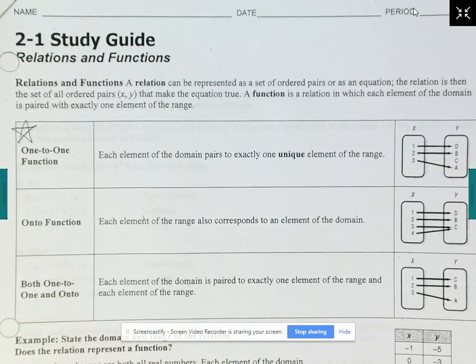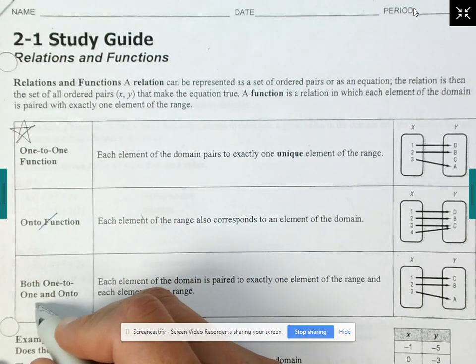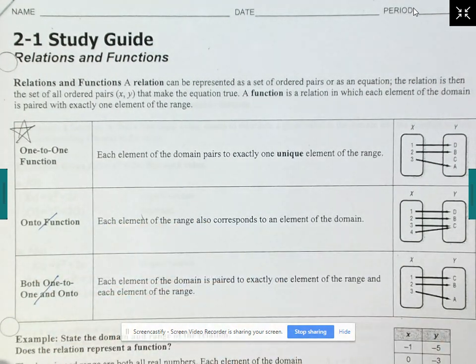All right, so today we're going to talk about relations and functions, and there's about one new thing that you probably haven't heard before called a one-to-one function, and we're going to explain what that is in just a second. For today, we're not really going to worry about what an onto function is, and we're not going to worry about what a both one-to-one and onto function is. So we're going to just focus on the one-to-one function part of it.